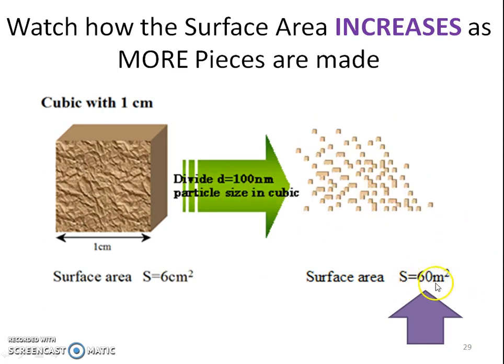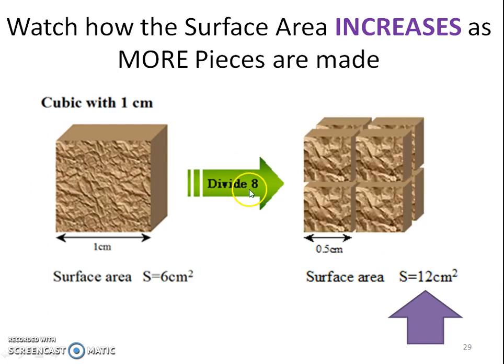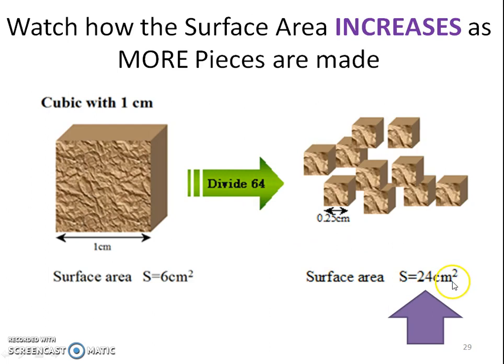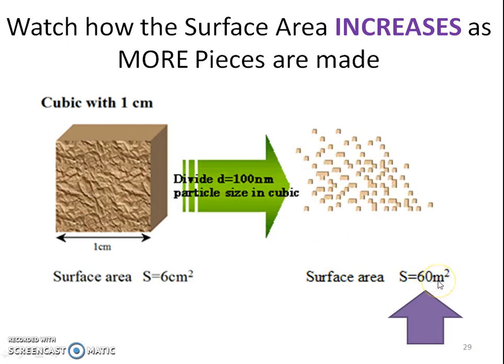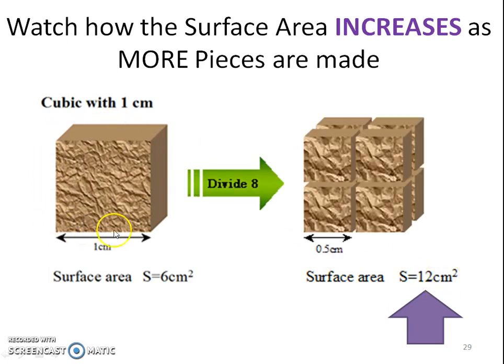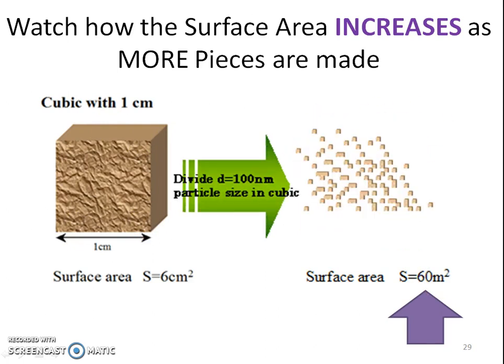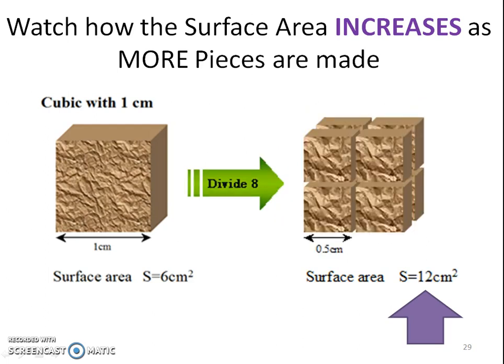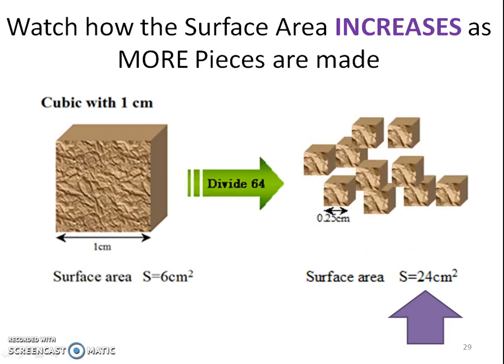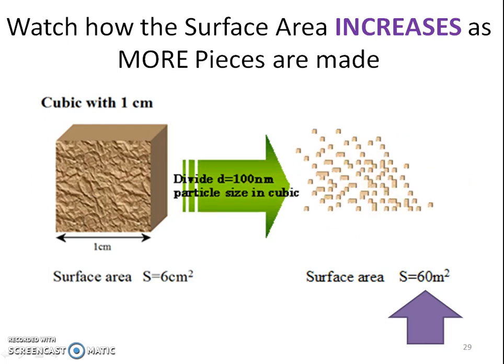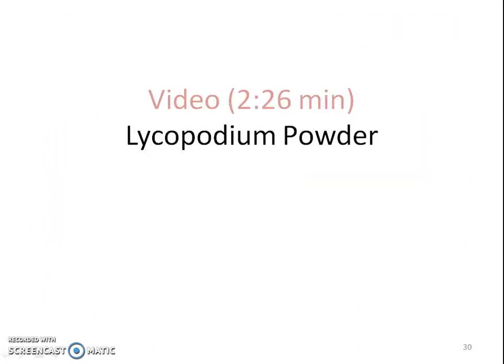64 pieces, 24 centimeters squared. And if we break it up into 100, it goes to 60 meters squared. We've actually even changed the unit there, just so you know. So obviously, the smaller the pieces, the more surface area you have. So it's going to increase the rate of reactions. There's going to be more spots, more places for the reaction to occur. So hopefully that makes sense.